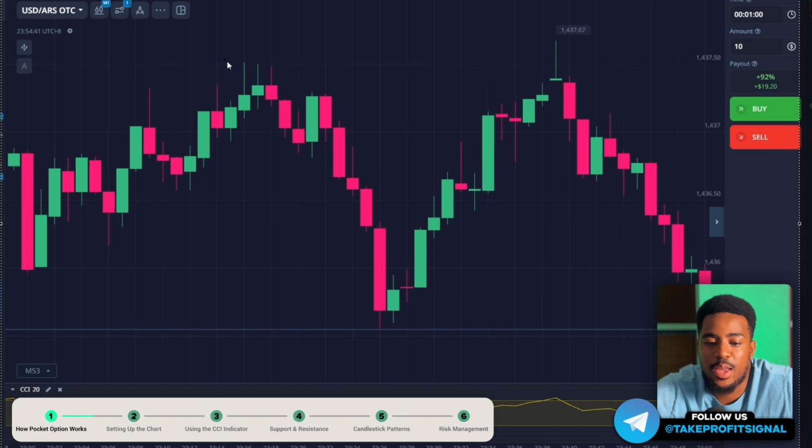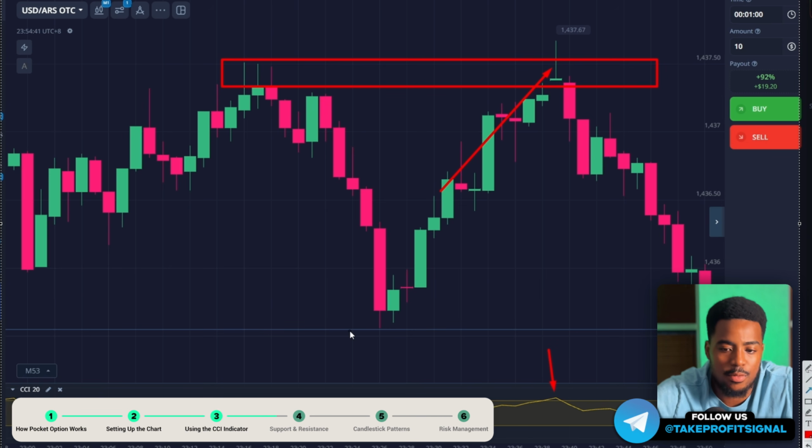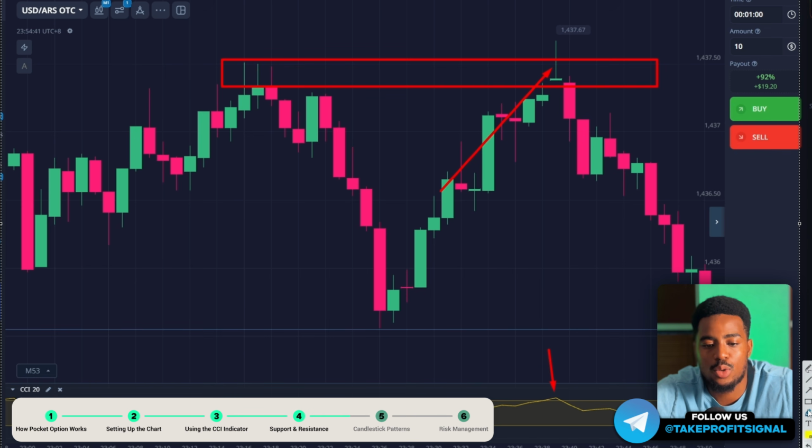Let's imagine we have a certain level of resistance. The price has approached it. At the same time, on the indicator, the price is at the overbought level. It seems like a great situation for an entry point. However, now we must also pay attention to candlestick patterns.